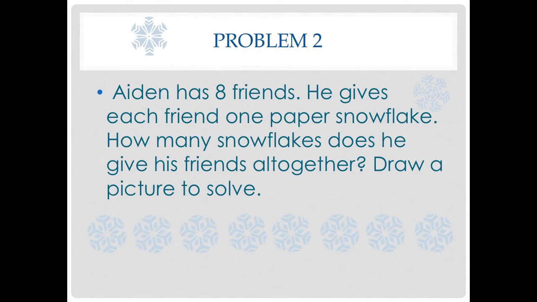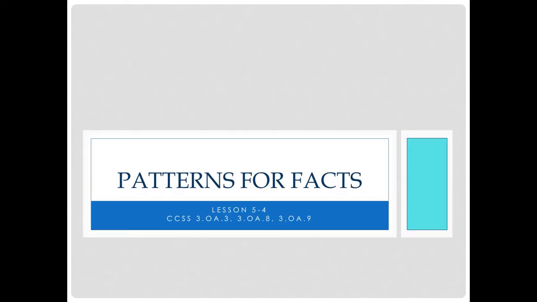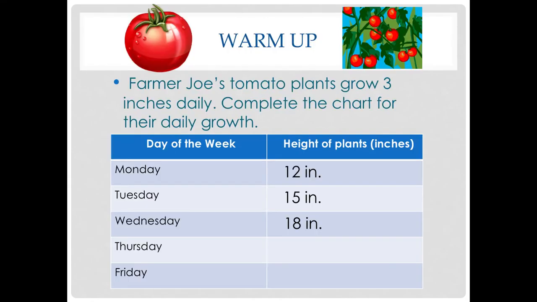So, Aiden has 8 friends. He gives each friend 1 paper snowflake. How many snowflakes does he give to his friends altogether? Draw a picture to solve. So here we have 1, 2, 3, 4, 5, 6, 7, 8 paper snowflakes because each of his friends got 1 paper snowflake. Now, patterns for facts.